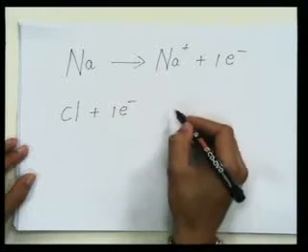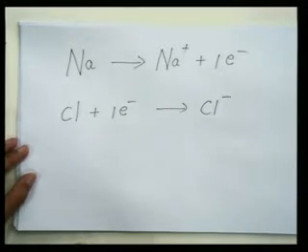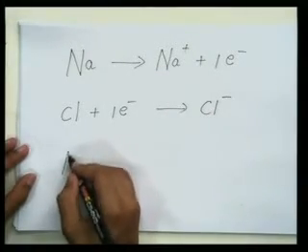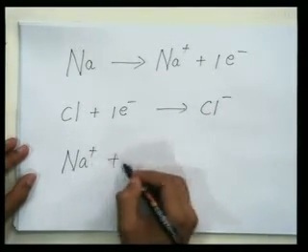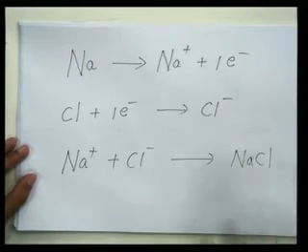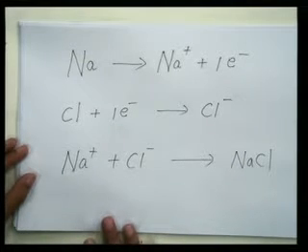Electron, and what happens, it will form Cl minus ions. Now if you see here, Na plus and Cl minus will combine together to form your compound, that is NaCl, which is basically your ionic bond formation. This is the simplest example that shows that ionic bond is formed by transfer of electrons.